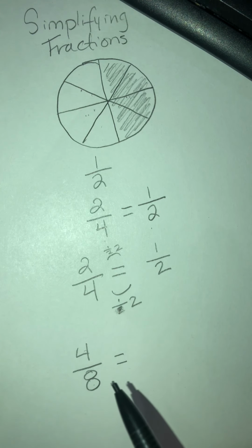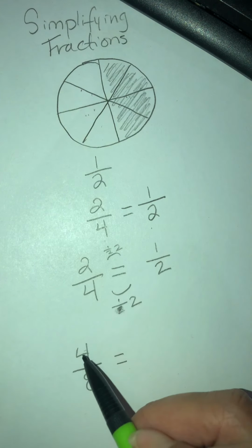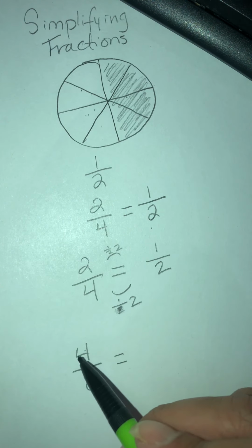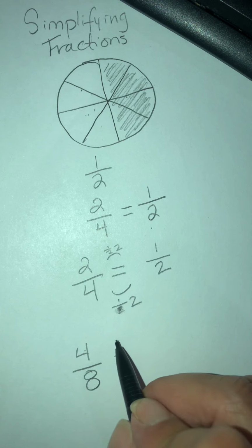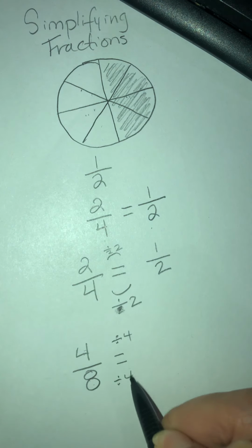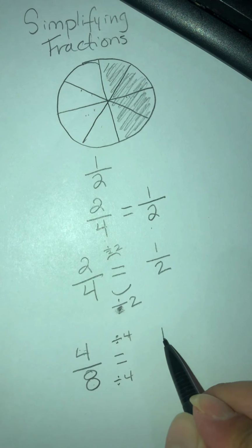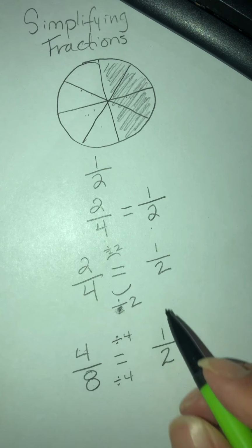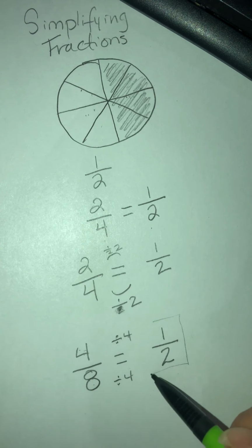But is that the largest number? 4 will also divide into both of those. So we know 4 is the largest number because you can't get a number larger than that. So we're going to divide both by 4. 4 divided by 4 is 1. 8 divided by 4 is 2. So now we are in simplest form.